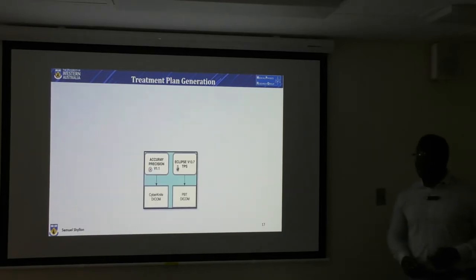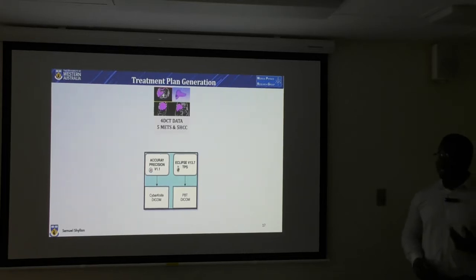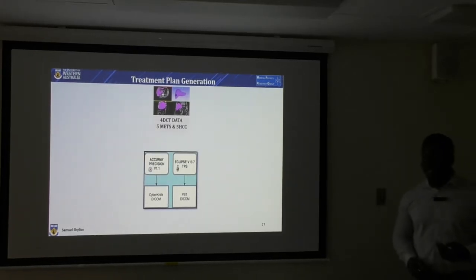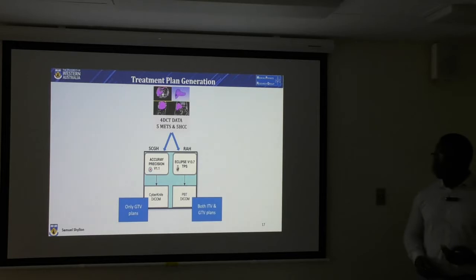For the plan generation, for these data sets of 10 patients, 5 metastases and 5 hepatocellular carcinomas were used to generate proton and CyberKnife plans. Gardner Hospital provided the CyberKnife plans using just the GTV, and Royal Adelaide Hospital provided the proton plans using both the ITV and the GTV.